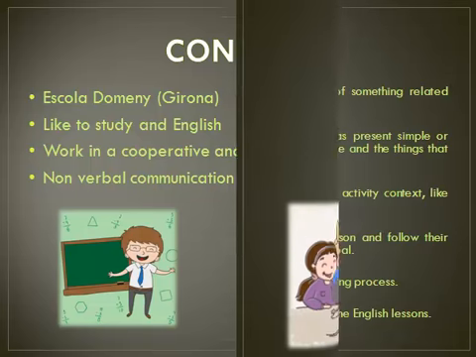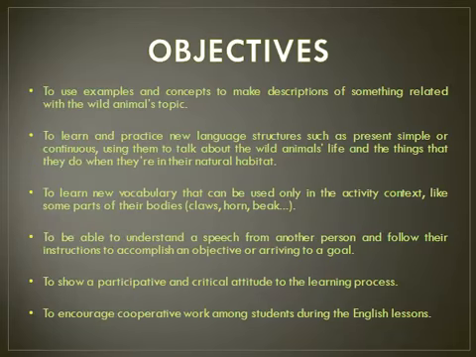Our objectives for this didactic unit are the following ones. First one, to use examples and concepts to make descriptions of something related with the wild animals topic. Second, to learn and practice new language structures such as present simple or continuous, using them to talk about the wild animals' life and things they do when they are in their natural habitat. Third, to learn new vocabulary that can be used only in the activity context, like some parts of their bodies: claws, horn, beak. Fourth, to be able to understand a speech from another person and follow their instructions to accomplish an objective or arrive at a goal.